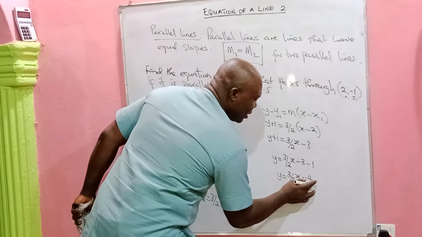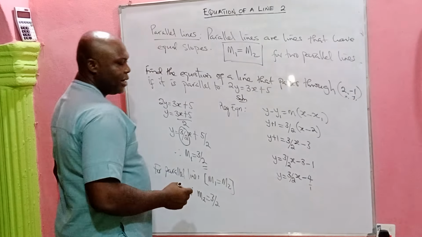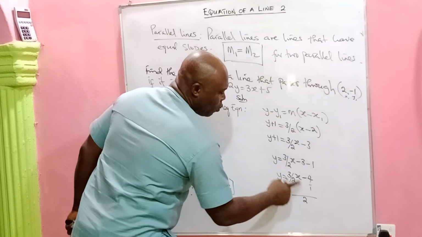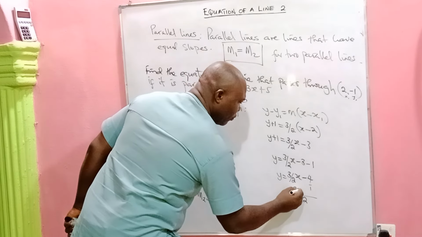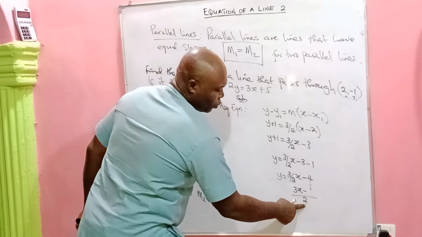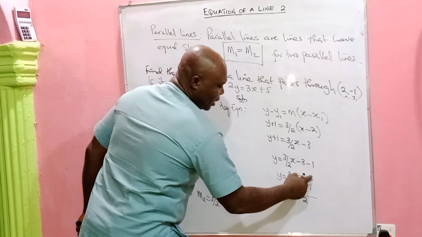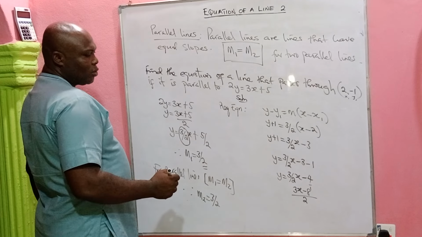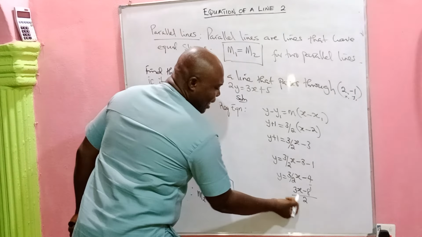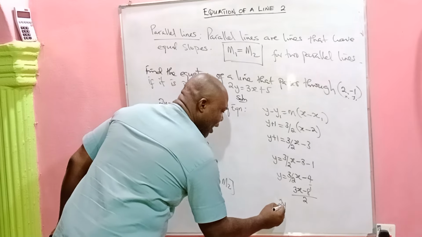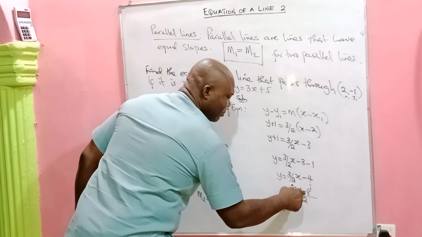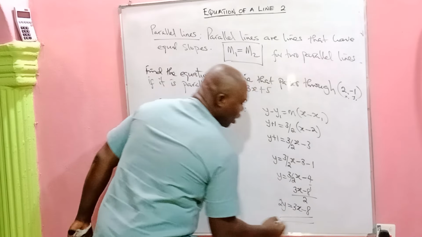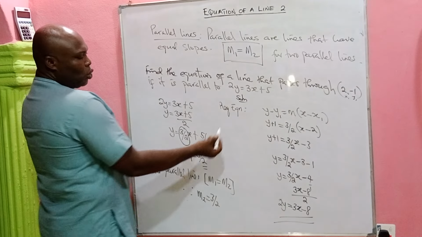Alright, so we are going to make this over 1 and find the LCM. So our LCM here will be 2. 2 into 2 is 1. 1 times 3x will give us 3x, minus 1 into 2 is 2. 2 times this, minus 4, will give us minus 8. So we are going to have the equation now to be: this 2 will multiply y to give us 2y is equal to 3x minus 8. So that's the equation of the line that passes through this particular point.